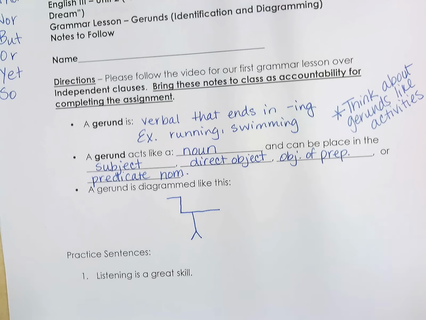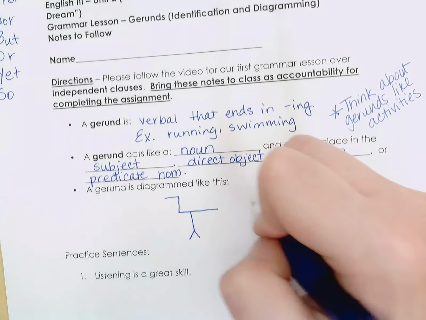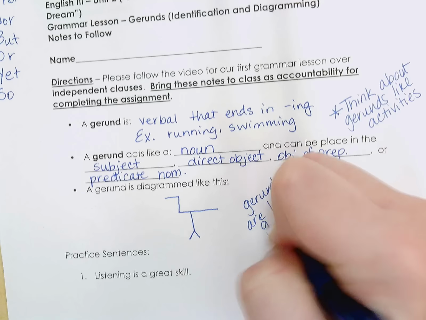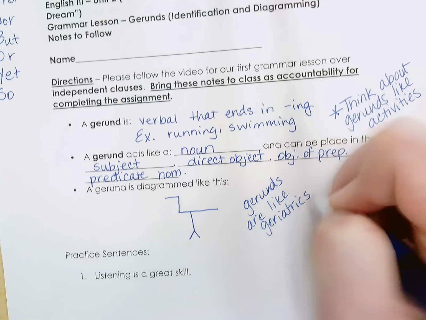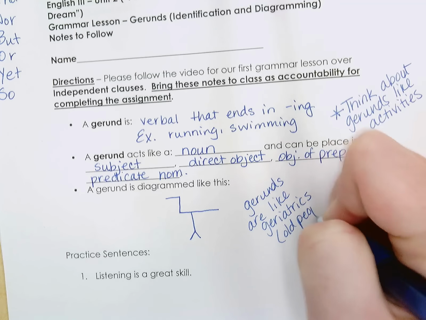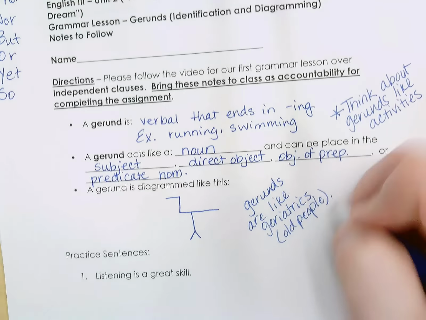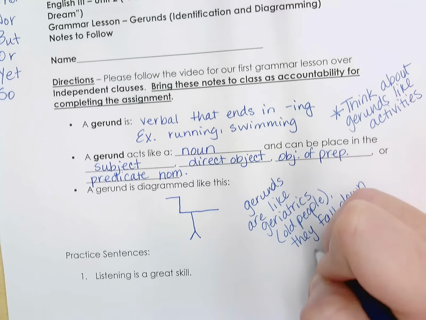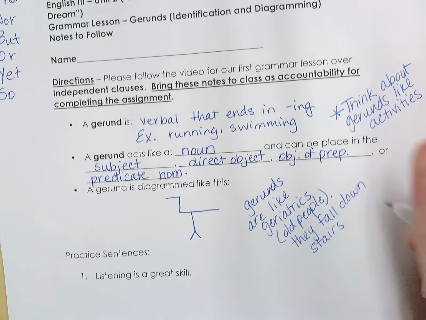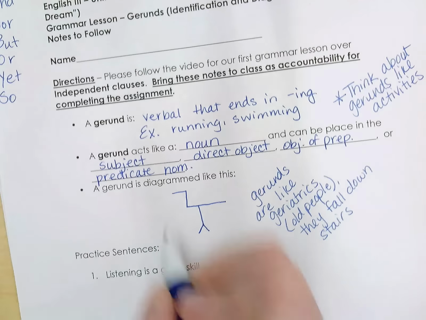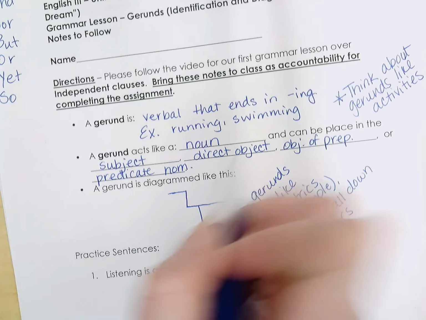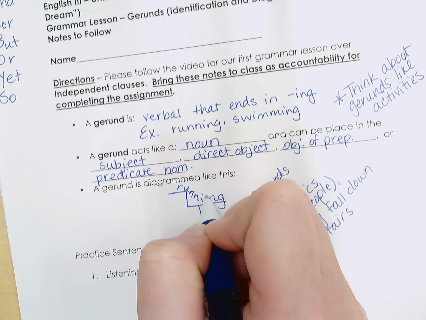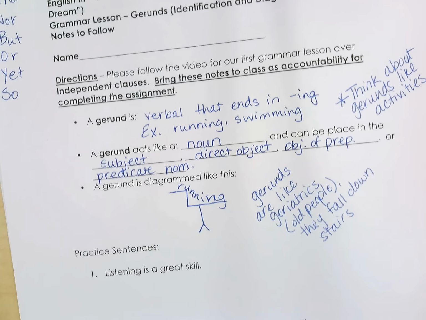And a silly way to remember this is that gerunds are like geriatrics or old people. They fall down stairs. So you're going to diagram your gerund on a staircase. So let's take one of our examples, running. And then your word kind of falls down the stair.